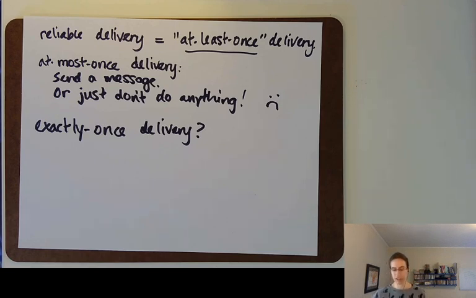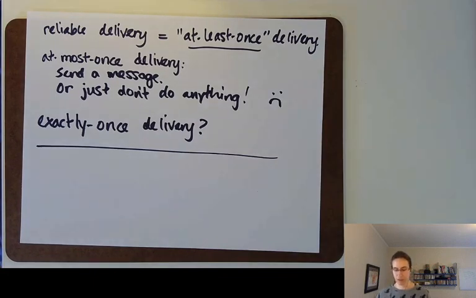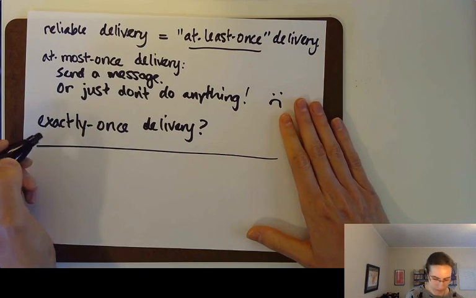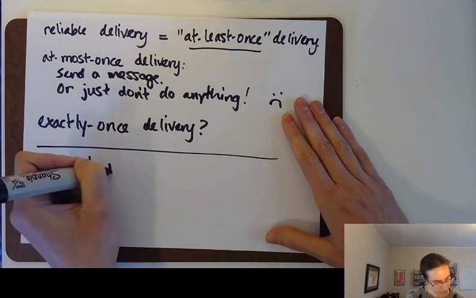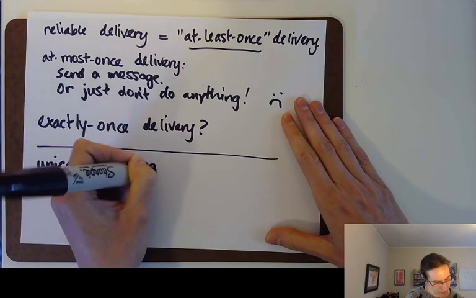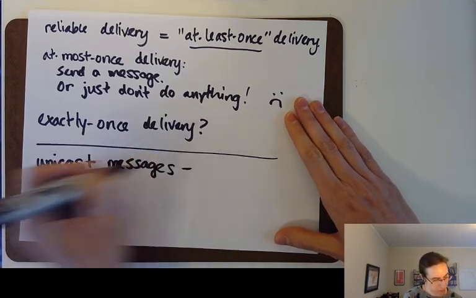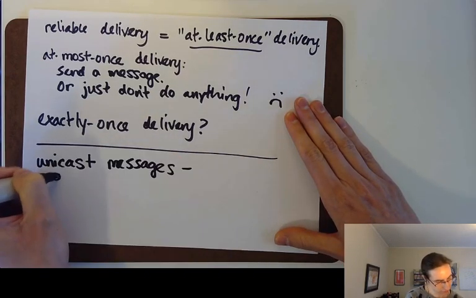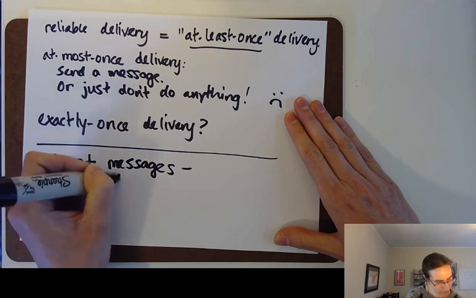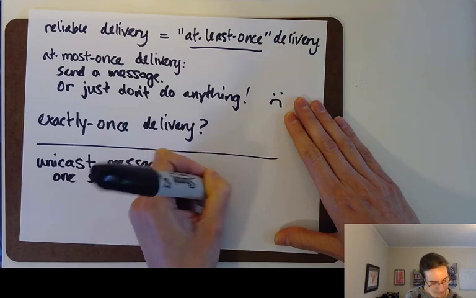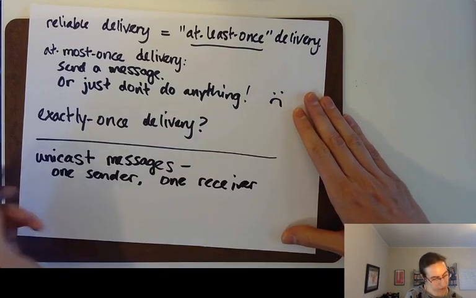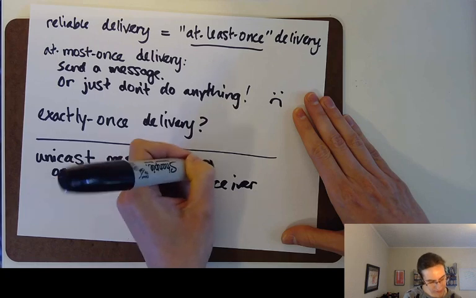We talk about communication a lot, right? And a lot of the communication we talk about is what's known as unicast communication. So what does that mean? A unicast message has one sender and one receiver. So unicast messages are one-to-one.